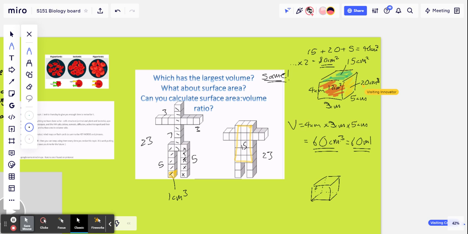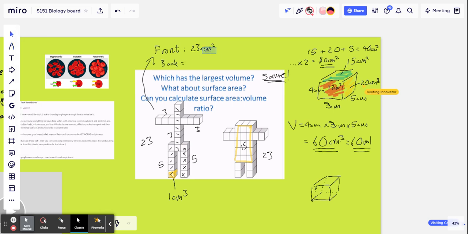So let's just go front, and it's 23 centimeters squared. There's also a back, which we can't see, which is going to be exactly the same. So back is also equal to 23 centimeters squared.